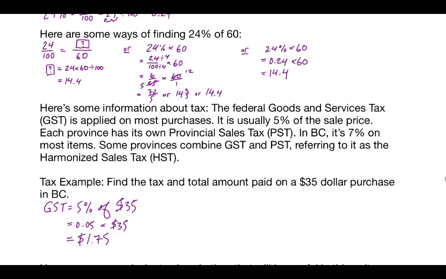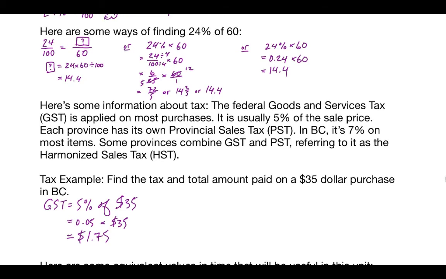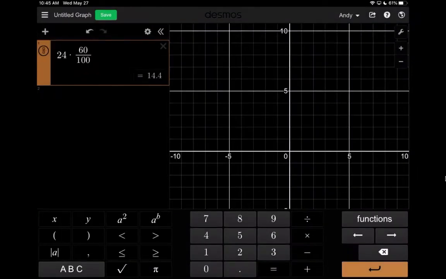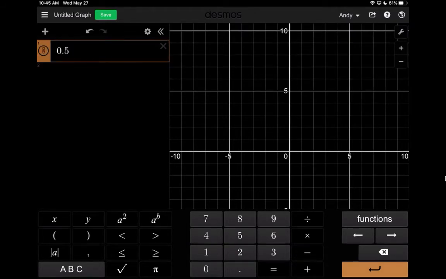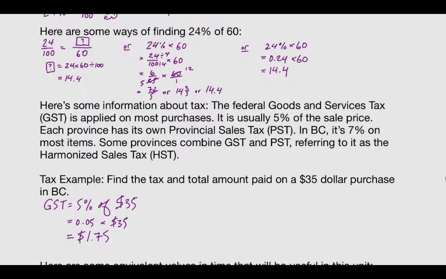Now, it's always good to do a little bit of mental math, if you can manage to do it without actually going mental. And now, what you can do is verify that 0.05, and make sure that you get the right decimal place there, times 35. And yeah, it is $1.75, which is what I suspected it to be. Okay, so that's the GST.